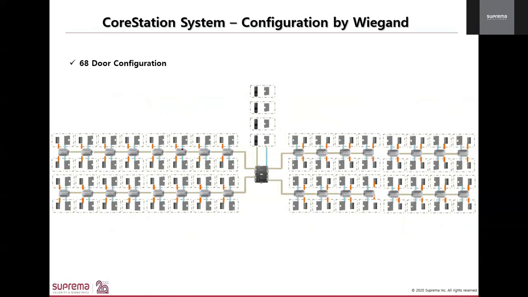As you can see here, the CoreStation is this powerful where it can support up to 68-door configuration via Wiegand. As you know before, one CoreStation can support up to 64 slave units. So not 76, I see someone asking. The maximum a CoreStation could support is 64 slave units. And then each DM20 has 2 Wiegand ports, and the CoreStation itself has 4 Wiegand ports as well.